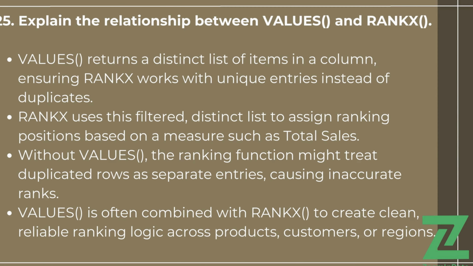25th question. Explain the relationship between VALUES and RANKX. VALUES returns a distinct list of items in a column, ensuring RANKX works with unique entries instead of duplicates. RANKX uses this filtered, distinct list to assign ranking positions based on a measure such as total sales. Without VALUES, the ranking function might treat duplicated rows as separate entries, causing inaccurate ranks. VALUES is often combined with RANKX to create clean, reliable ranking logic across products, customers, or regions.